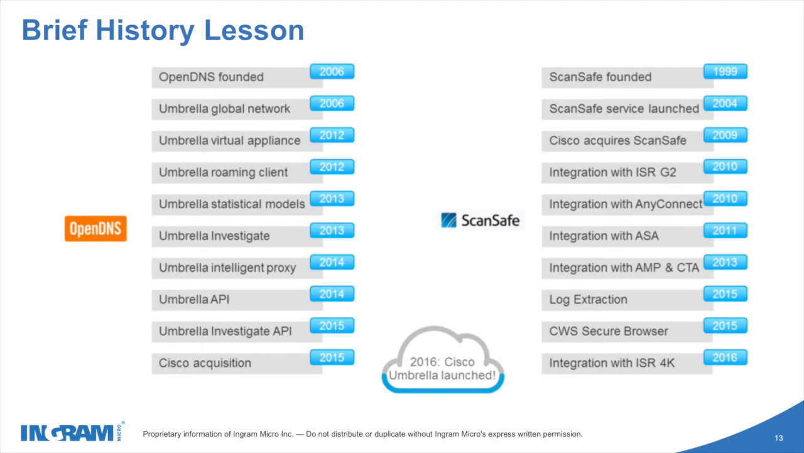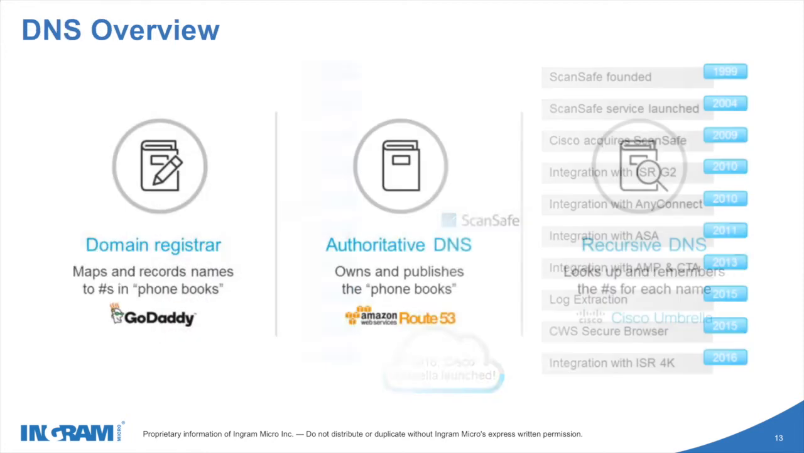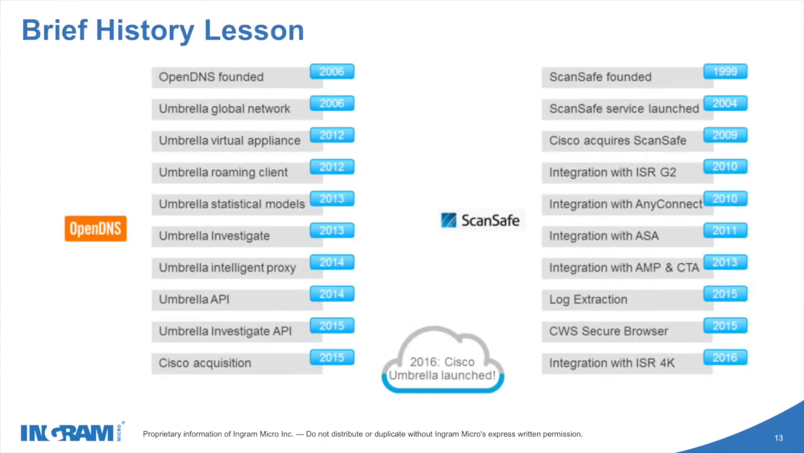For those not familiar with Umbrella, let's start with some background information. Cisco Umbrella comes from Cisco's acquisition of OpenDNS, which happened in 2015. OpenDNS started in 2006 as a provider of recursive DNS service with a mission of providing safer, faster internet browsing for business and home users.